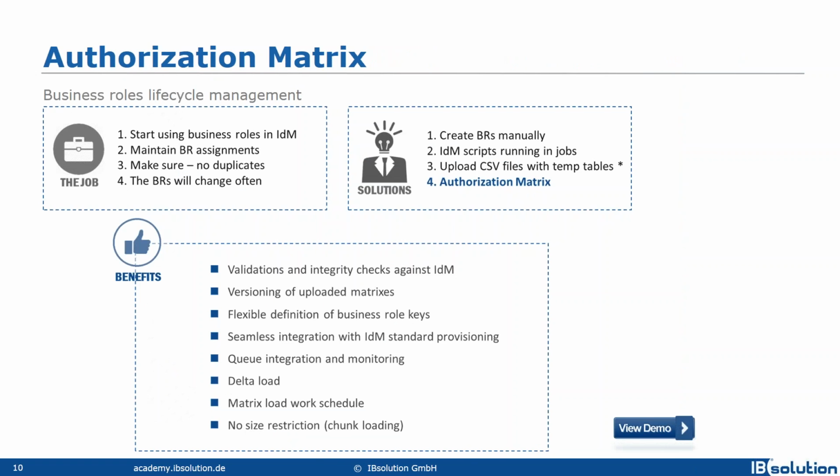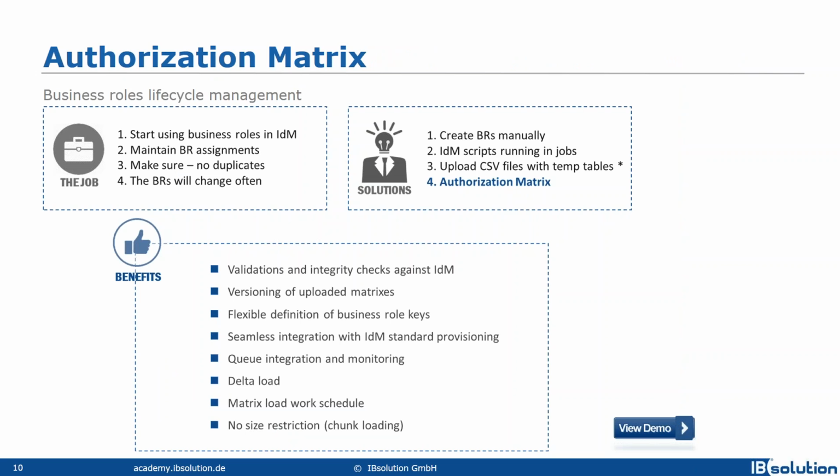So first, starting with the authorization matrix. Each one of the rapid deployment solutions is split into 3 areas, which you see on the screen. The first area on the left side is actually the job that you have to do most of the time. So this is just, of course, an example.